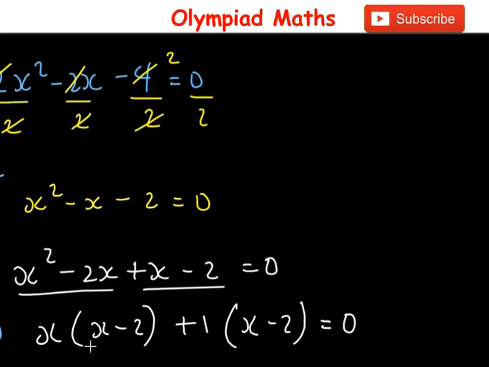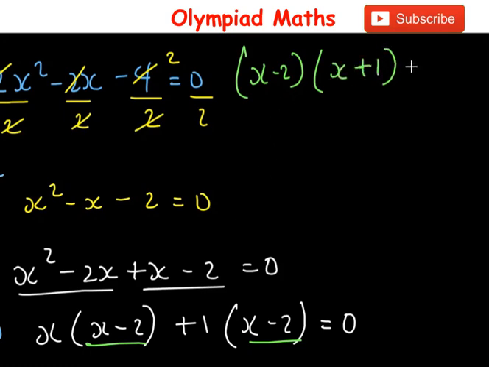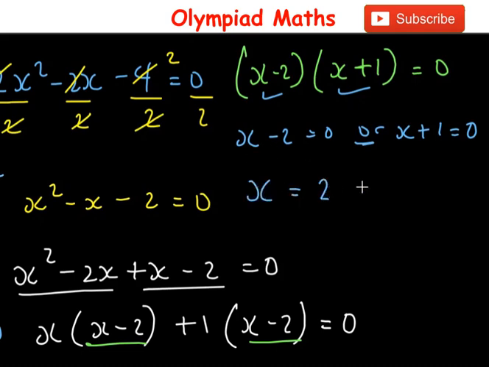Now, we have a common factor, x minus 2. Pick 1 x minus 2, and then we have x plus 1, and this equals 0. So equate this to 0, equate this to 0. We have x minus 2 equals 0, or we have x plus 1 equals 0. From this, x is equal to plus 2, or x is equal to minus 1. So we have the first solution and the second solution of x for the second method.